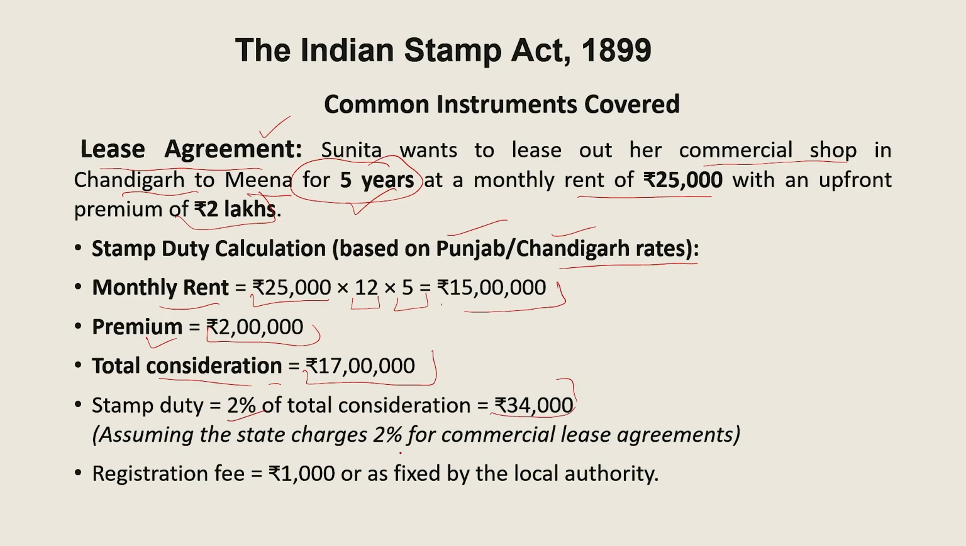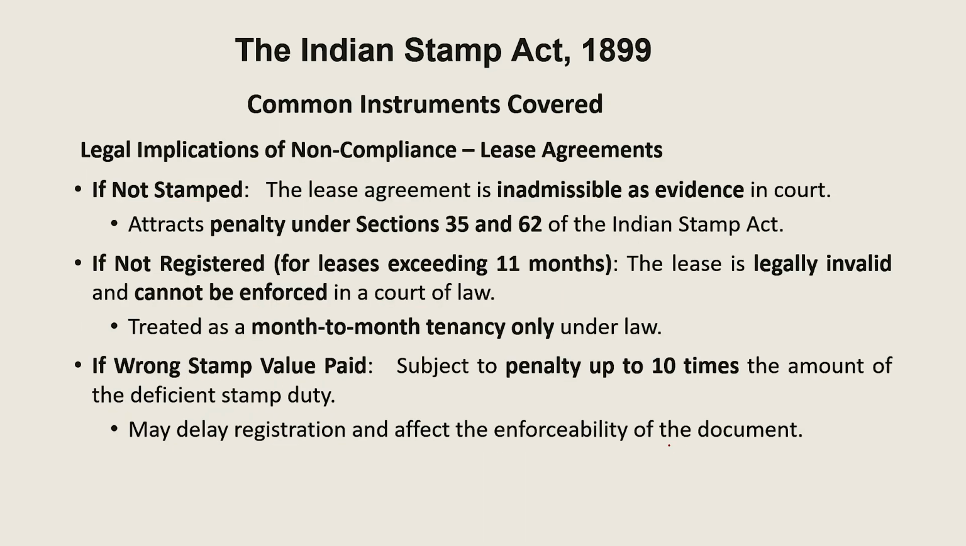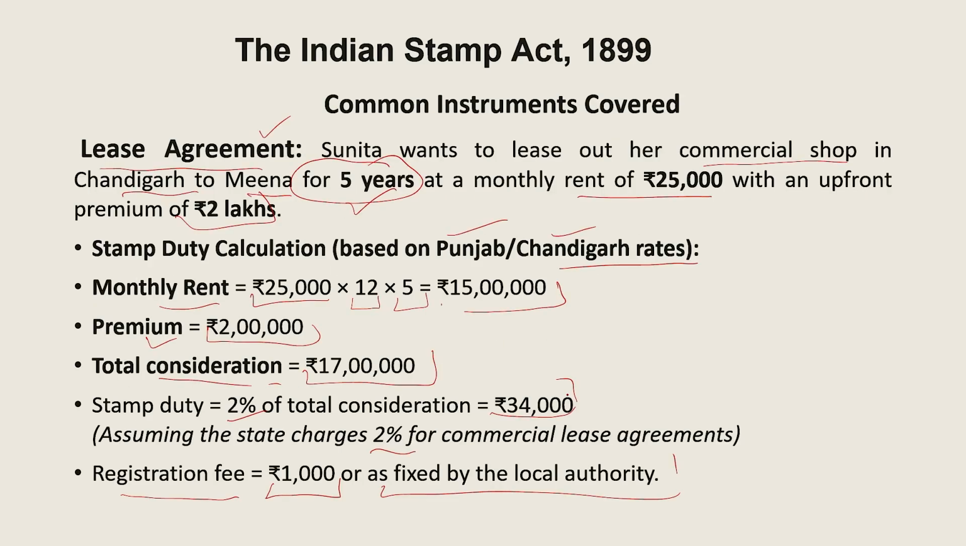And the stamp duty, if it is 2% of the total consideration, will be 34,000. So assuming that the state charges 2% on the commercial lease agreement, registration fees will be 1,000, which is actually fixed by the local authority, and then the fees which will be levied on the 34,000.